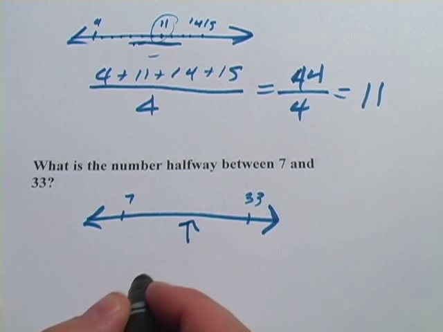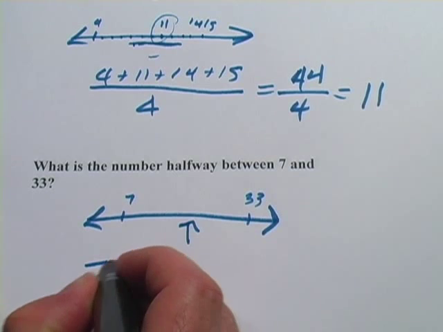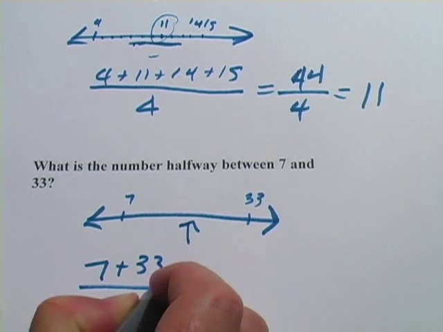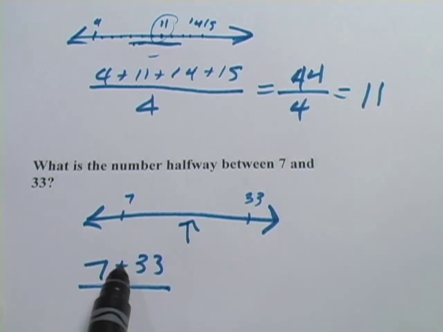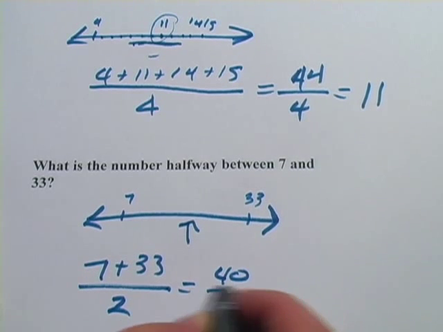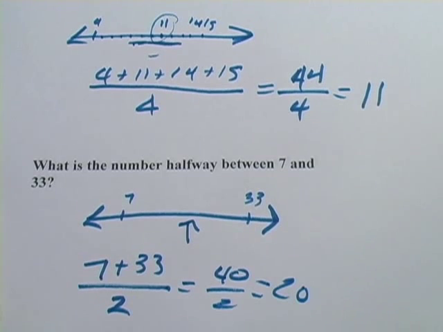So we'll compute this just the way we did the other ones. We'll add the numbers together, and then we'll divide by the number of numbers that there are. And there are 2. 7 plus 33 is 40. 40 divided by 2 is 20. So the number that is halfway between 7 and 33 is 20. So that's some work with averages.